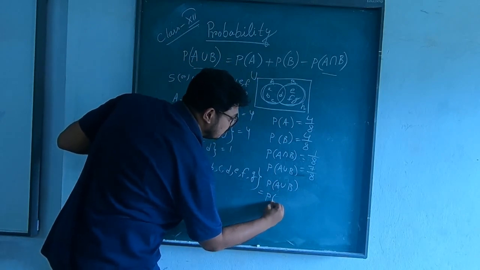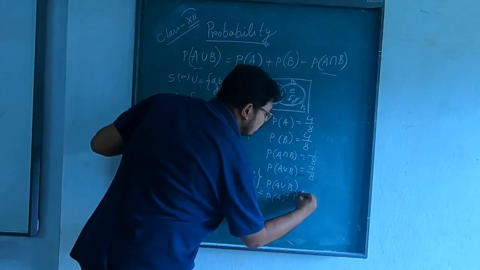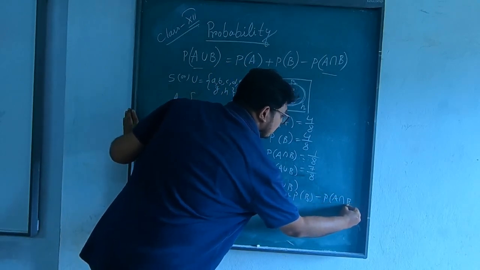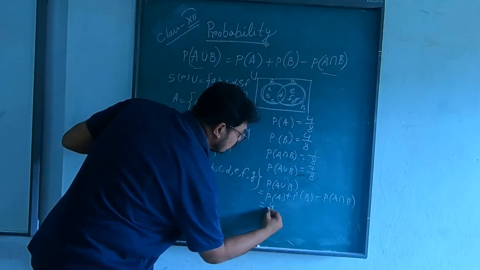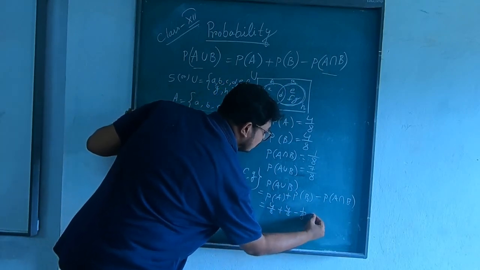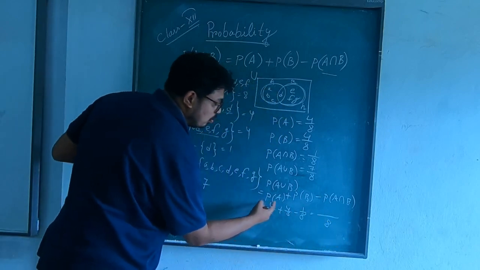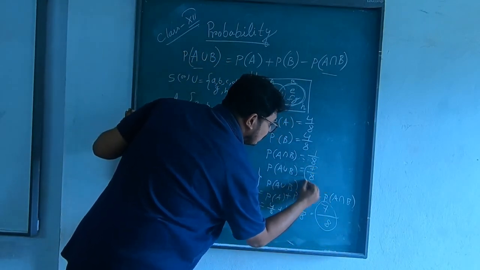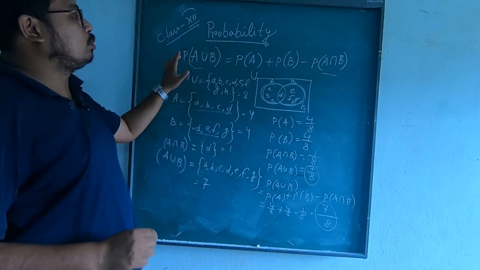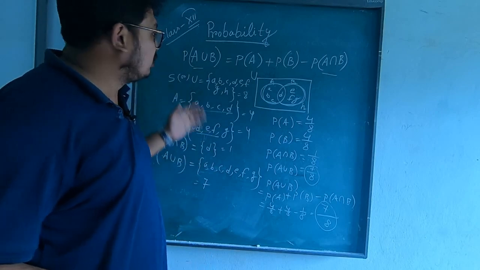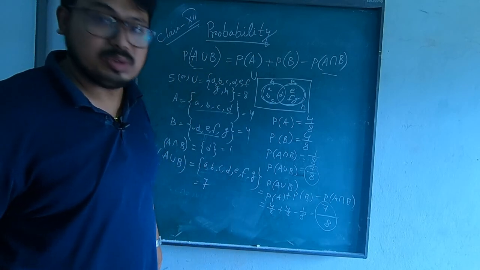The formula is P of A plus P of B minus P of A intersect B. That means 4 by 8 plus 4 by 8 minus 1 by 8. 4 plus 4 is 8, 8 minus 1 is 7. So see, the value is the same. That means by using this formula we can find it directly. We need not go for the older formula. Clear? Now we are going to see how to solve one question.